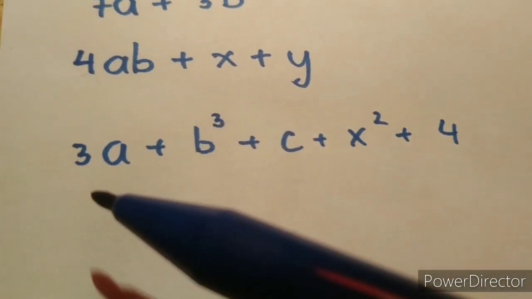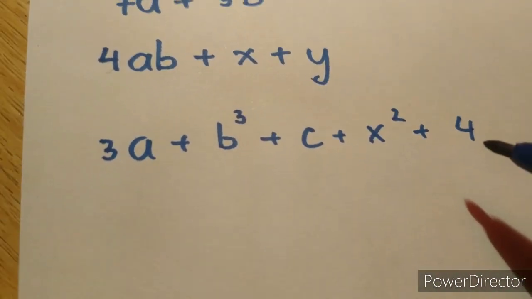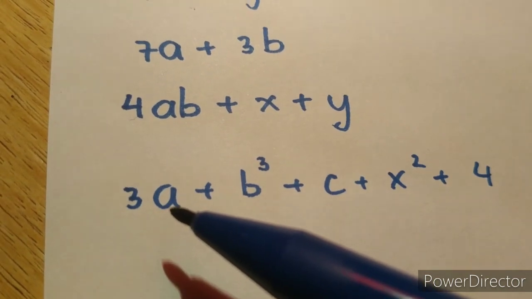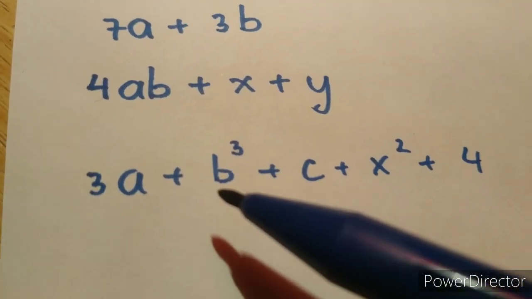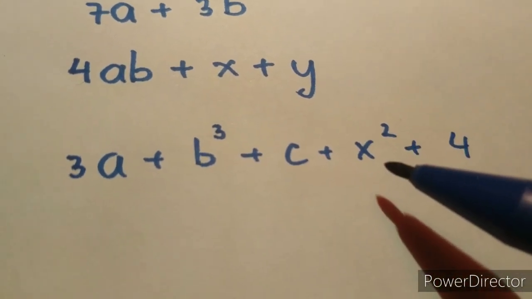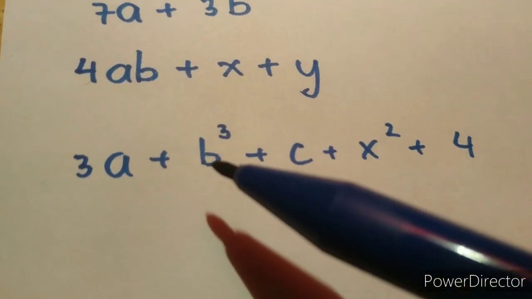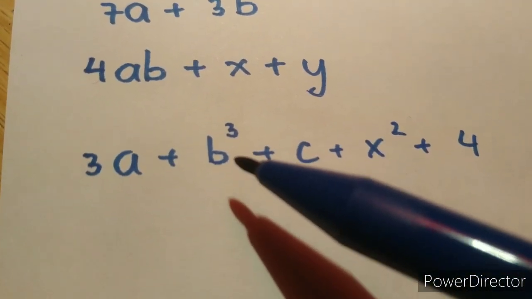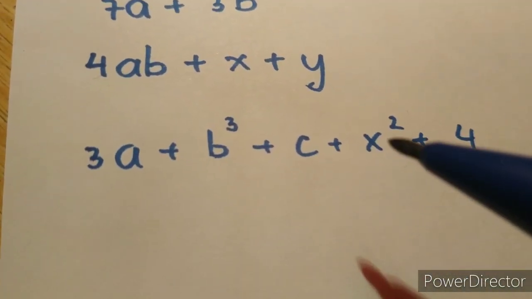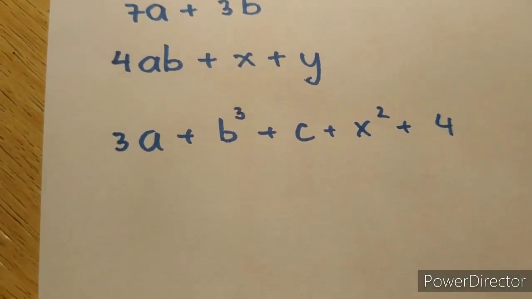Let's see the last polynomial. We have 1, 2, 3, 4, 5 terms. The first term has 1 variable. The second term has 3 variables, b cubed. The third term has only 1. The fourth has only 2. And the last one has no variable. Since one term has more than 2, which is 3, this is not a quadratic polynomial. This is a cubic polynomial. I hope that explains it.